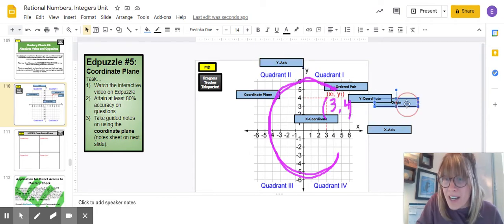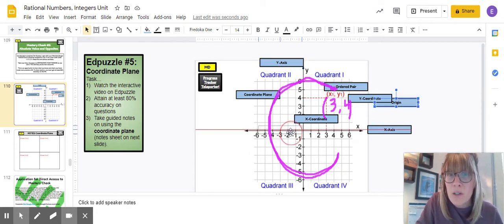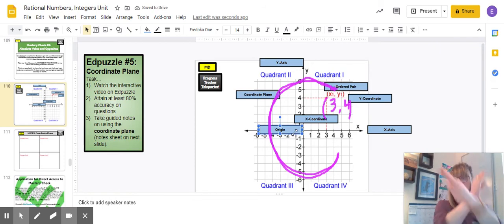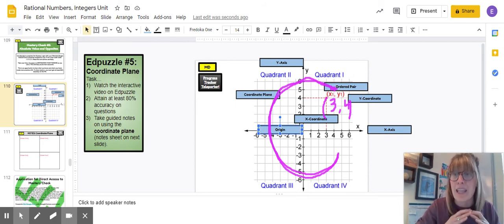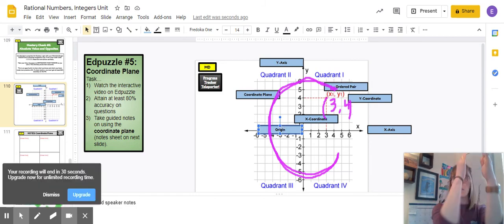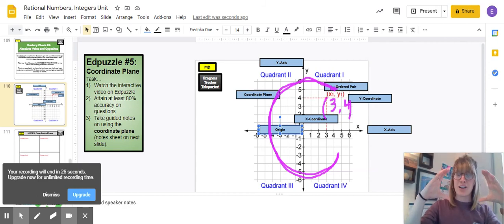The final thing here is the origin. Where these two lines intersect to create the coordinate plane is point (0, 0), and we call it the origin. It's the beginning, right? So the hand dance for it is O, O. Origin, origin, 0, 0. So we've got the origin, the x-axis, the y-axis, the coordinate plane, our x coordinate, y coordinate, and ordered pair.